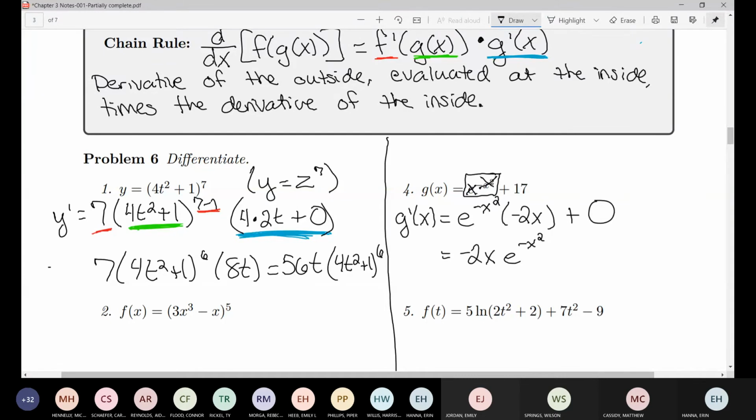What up? This part? So let me just make this larger. I want to take the derivative of e to the negative x squared.